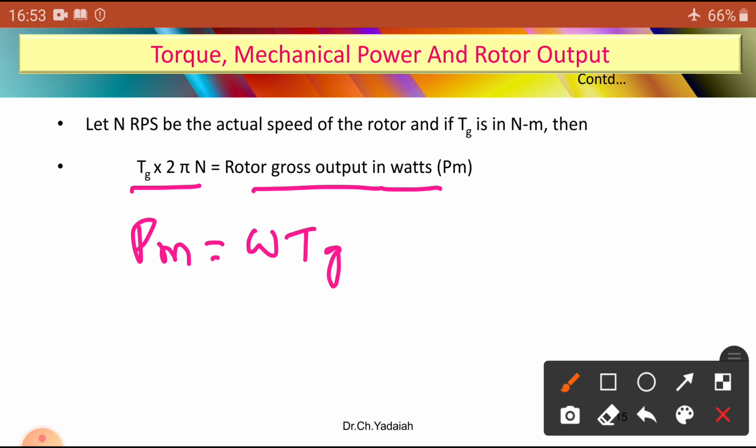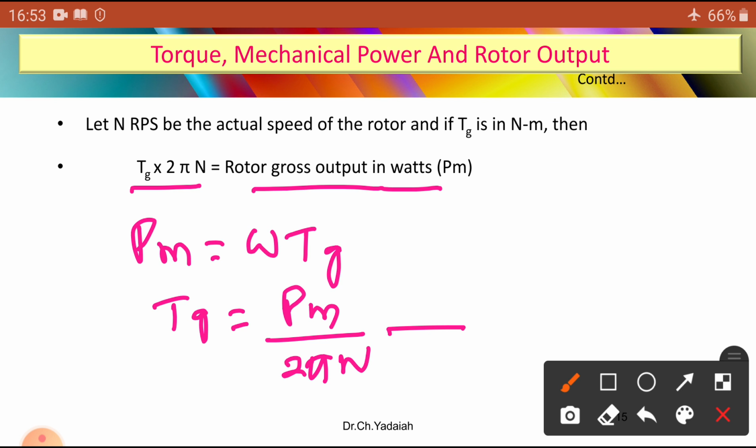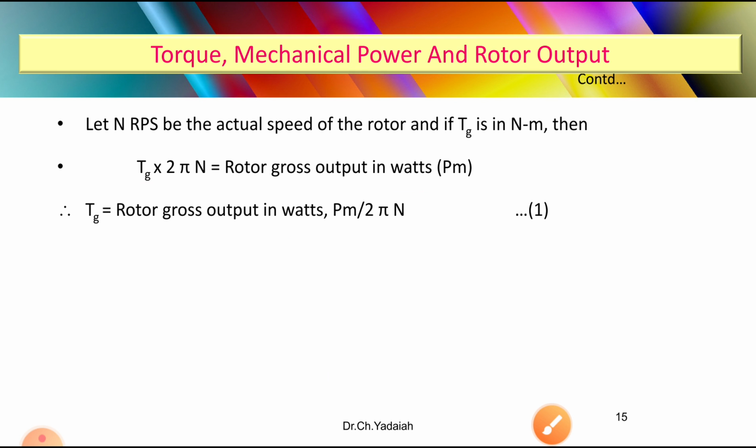Now we can write Tg is equal to PM by 2 pi N, where N is in RPS. This is the first equation. Already you know everything, so this gives Tg.